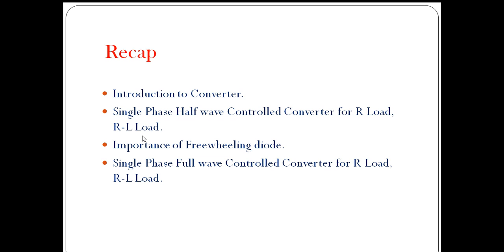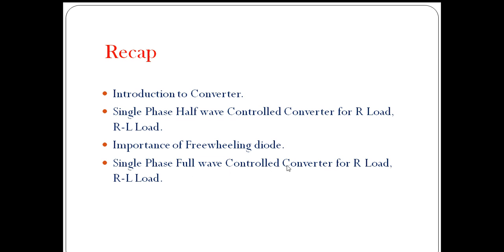In the half wave controlled converter with RL load, we observed negative spikes in the output voltage. Negative spikes are available, and they reduce the average output voltage. At the same time, the power factor is reduced. To alleviate that problem, we connected a freewheeling diode across the load circuit. Then we discussed full wave controlled converters.